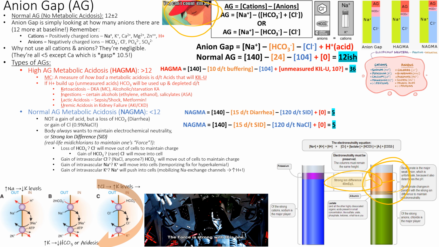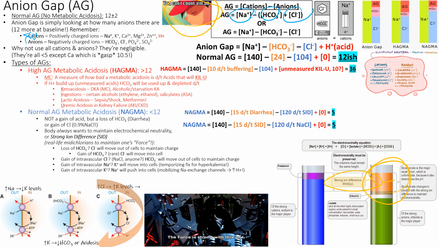So we look at the most prevalent ions, that being sodium, bicarb, and chloride. Chloride and bicarb are negatively charged, sodium is positively charged. Those are the most prevalent ions. There are other ones, right? There are other cations, which would be positive: sodium, potassium, calcium, mag, zinc. Hydrogen ions are pretty significant, right?